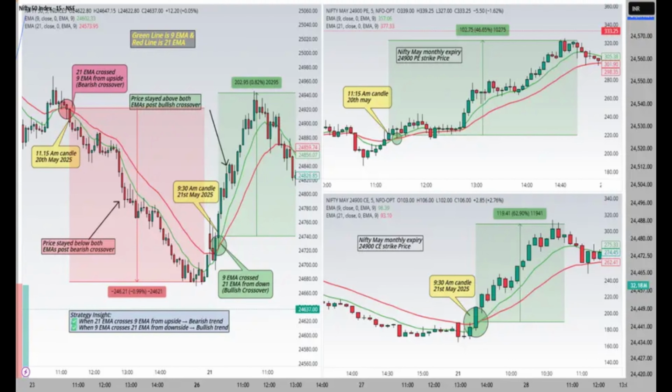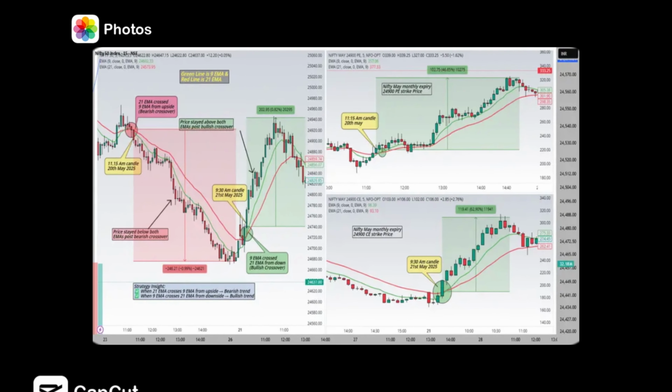Now, I want to be clear. No indicator works in isolation. What we're looking for is not just a crossover, but a crossover that is confirmed by momentum and price action. Always wait for the candle to close before taking any trade, so you avoid false signals and premature entries.